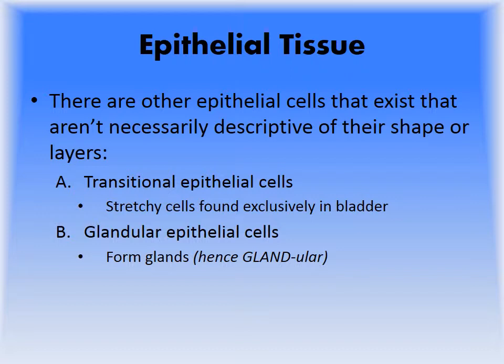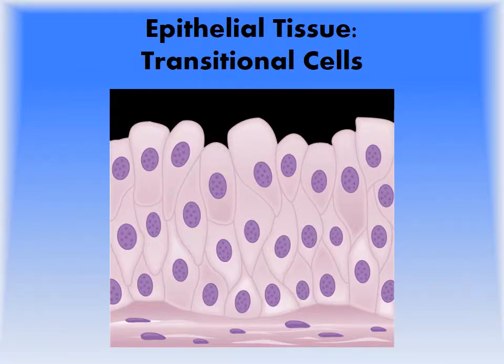There's also glandular epithelial cells, and these again are epithelial cells, but they don't fall under squamous, cuboidal, or columnar. They're glandular, and they actually form a gland. Okay, and we're going to talk more about that later on. So let's discuss these transitional cells. Okay, so they're not squamous, they're not cuboidal, and they're not columnar. These are transitional cells that are strictly found in the bladder.